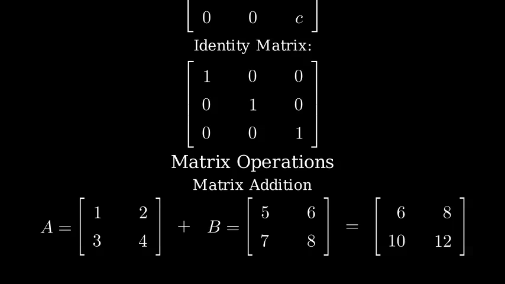Next, scalar multiplication. When we multiply a matrix by a scalar, which is just a regular number, we multiply each element of the matrix by that scalar. For instance, if we multiply matrix A by scalar k, each element a sub ij becomes k times a sub ij.